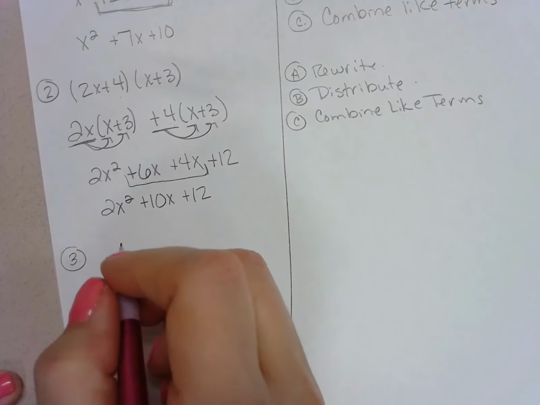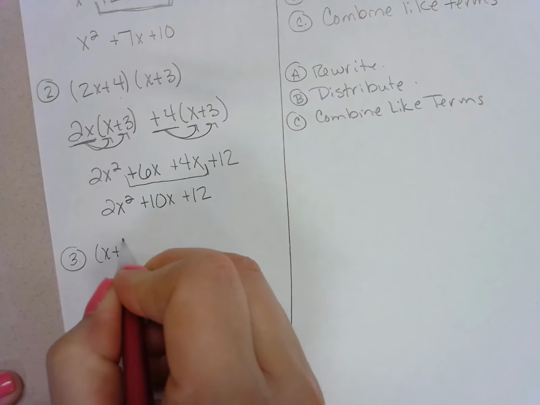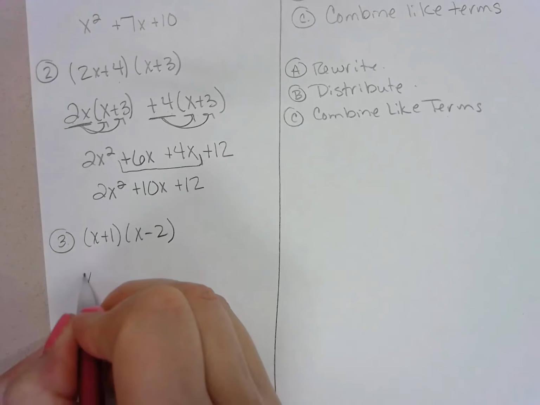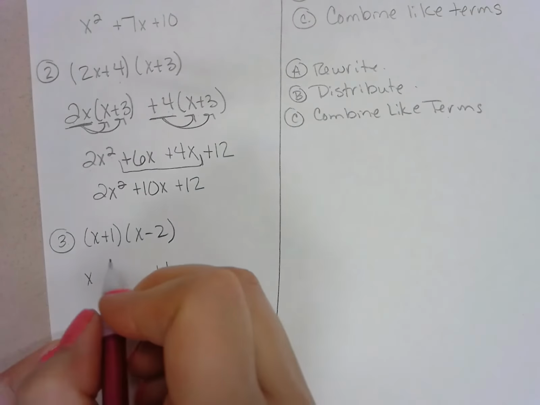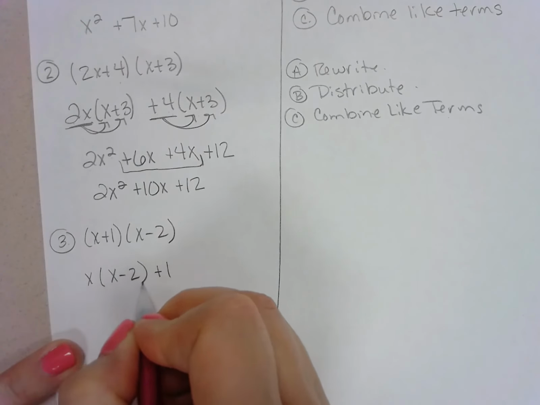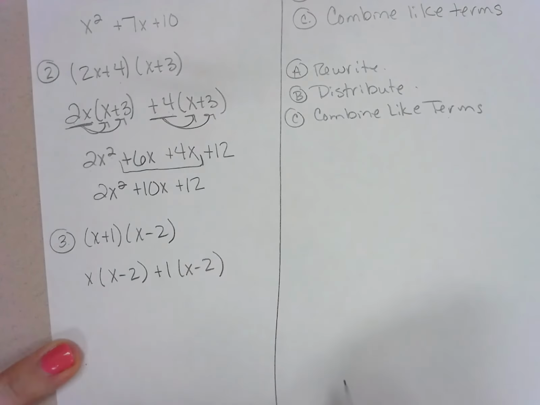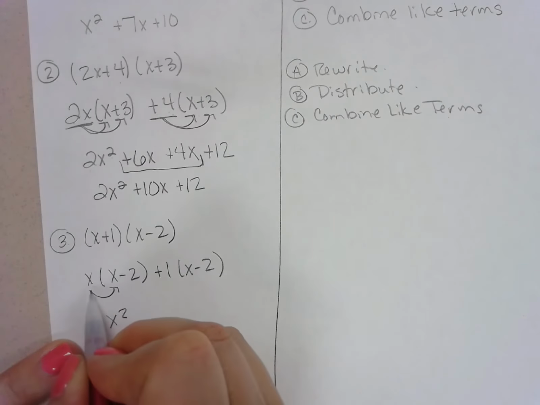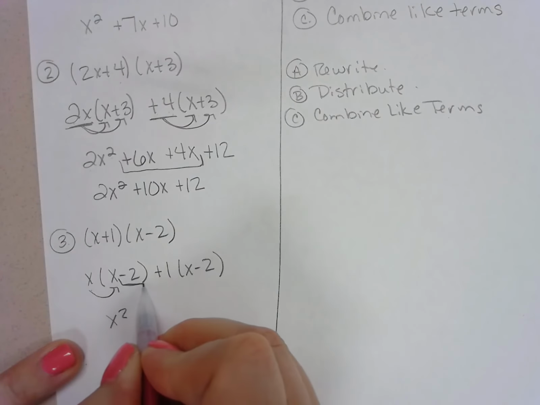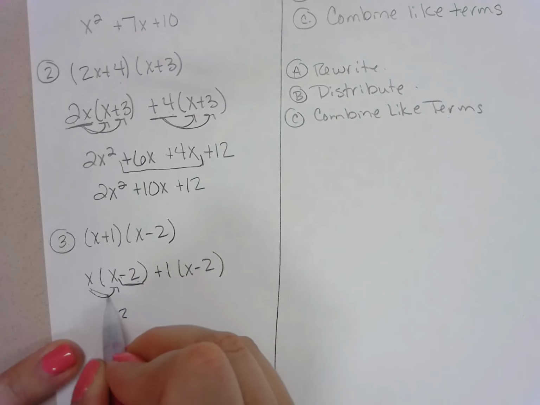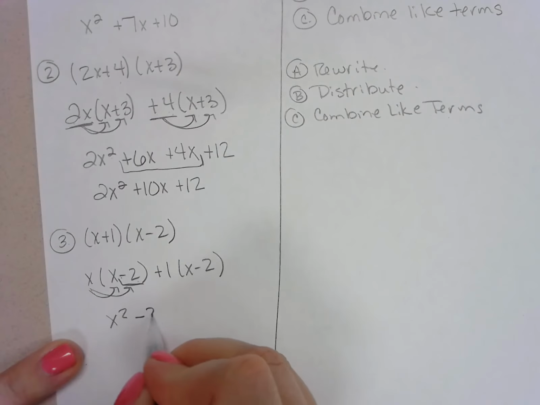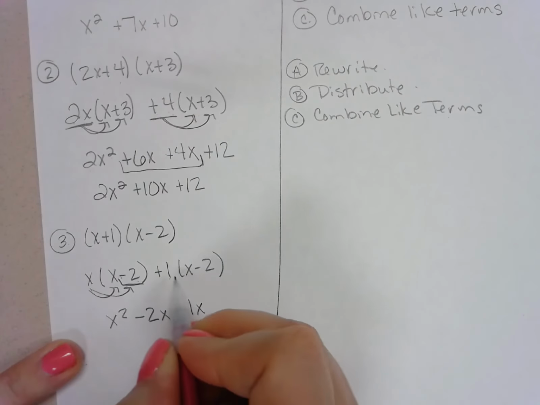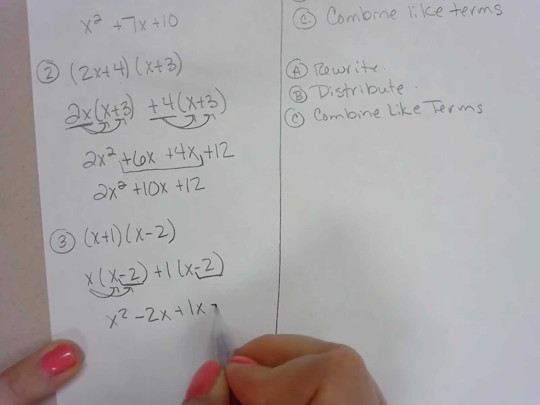Third example, very similar problem. x plus 1 times x minus 2. We're going to take this x plus 1 and break it into two parts, and we're going to multiply those by that second set of parentheses. x times x is x squared. x times negative 2. This is a negative 2 because this minus sign goes with this 2. So x times a negative 2 is negative 2x. 1 times x is positive 1x, and 1 times negative 2 is negative 2.